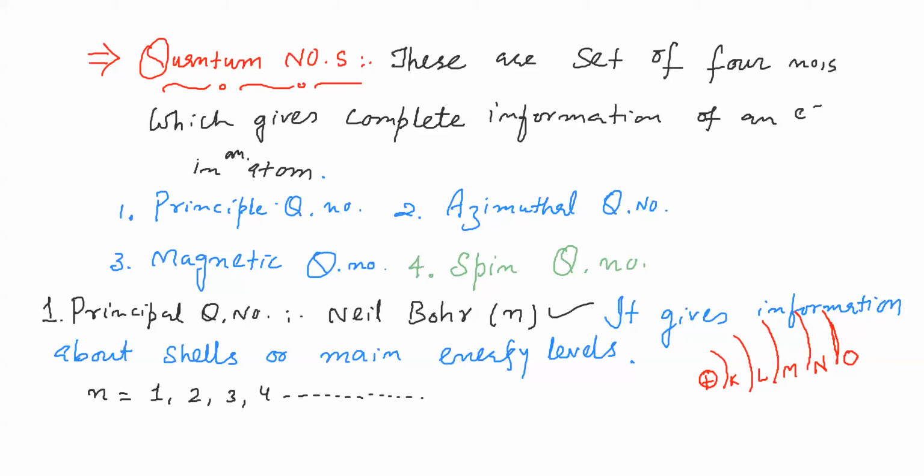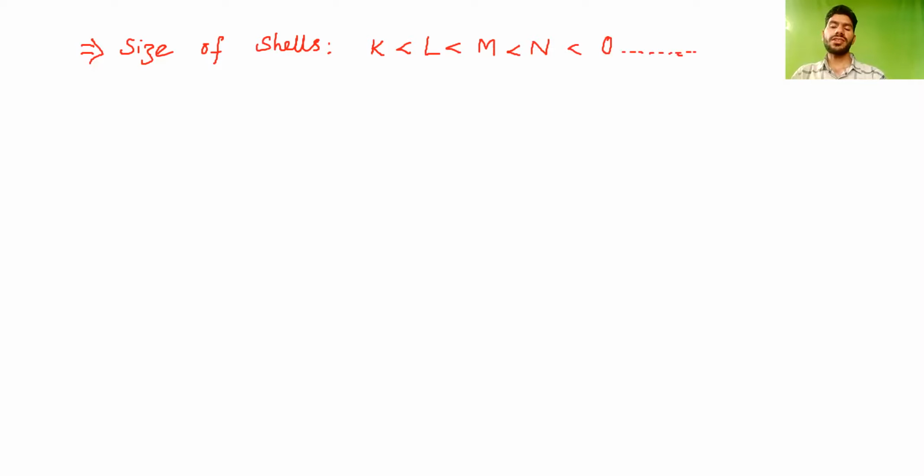Okay. So this first quantum number, the principal quantum number, gives information about shells, right? Now you have to remember the size of these shells. Can you tell me which will have bigger size of shells, or energy levels? First we have K, its size is very small, then L, then M, N, and then O. So as we move away from the nucleus, the size of shell, the size of energy level, increases, right?